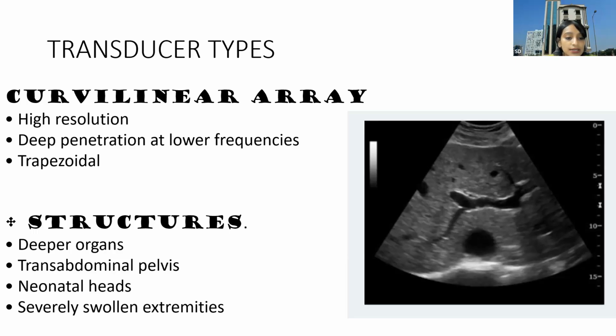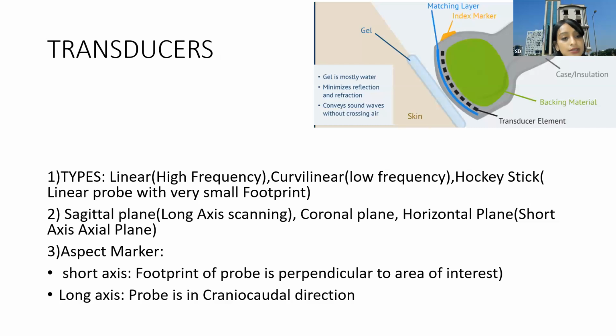So what are the structures seen? Deeper organs, transabdominal, pelvis, neonatal, and in a pregnant woman, we can use this probe to see the abdomen. Then transducers, the same thing I've been talking about, the different types of transducers. Then when we are scanning, this entire thing will be demonstrated later on.